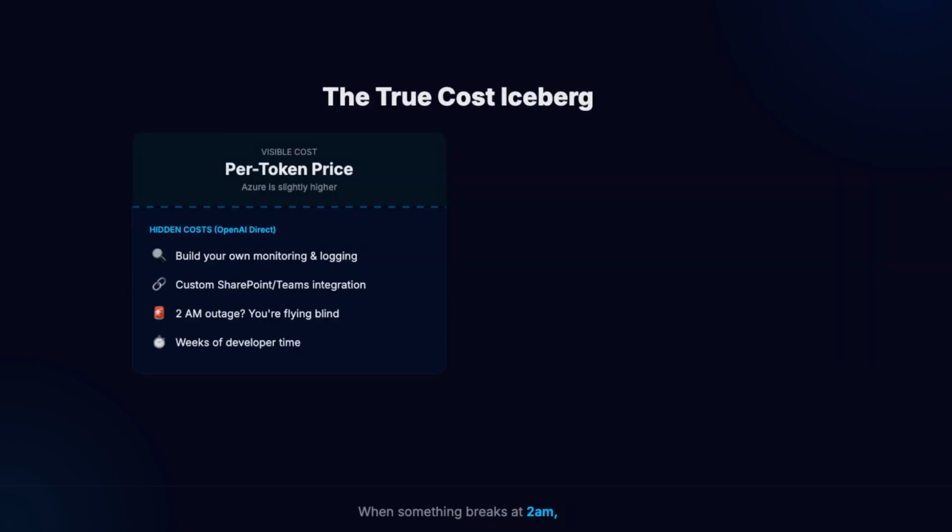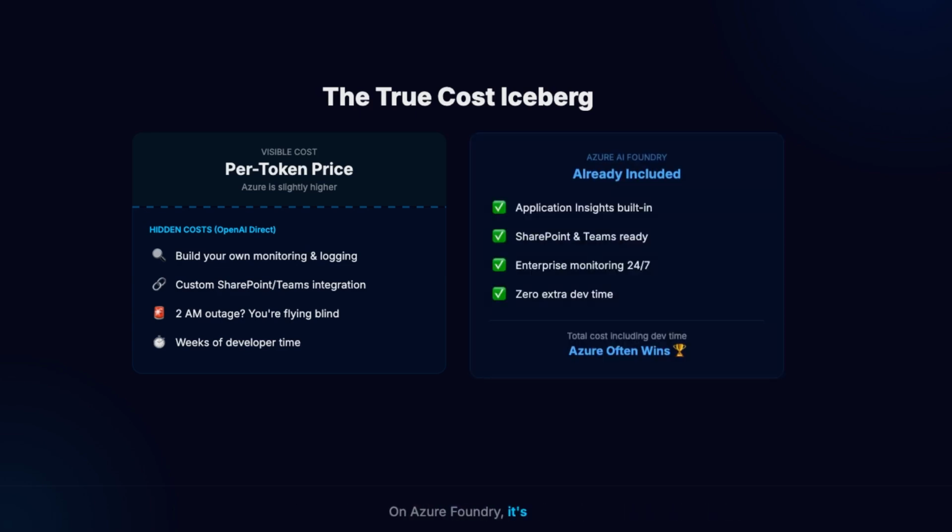When something breaks at 2 a.m., Azure gives your application insights, monitoring, built in. With OpenAI Direct, you are flying blind unless you build your own logging. When you need to connect SharePoint or Microsoft Teams, that's a week of custom integration work with OpenAI. On Azure Foundry, it's already there. So yes, the per token cost is slightly higher on Azure, but for a real production app, the total cost including developers' time, Azure often wins.